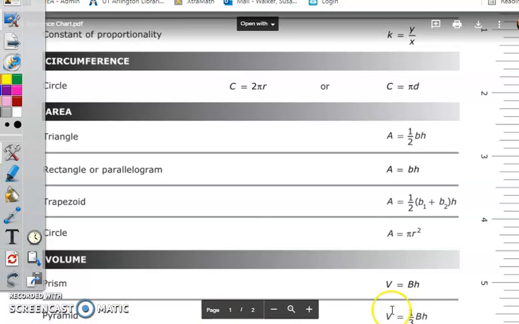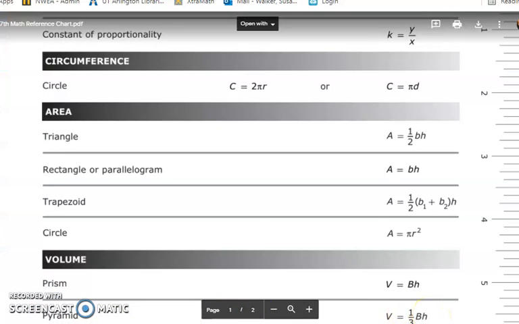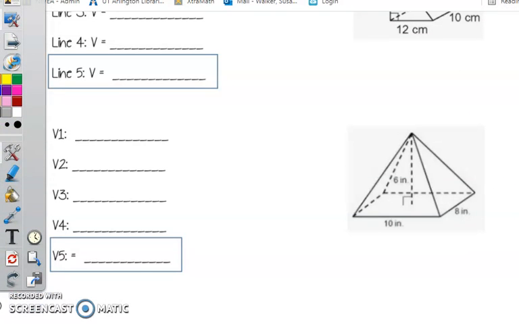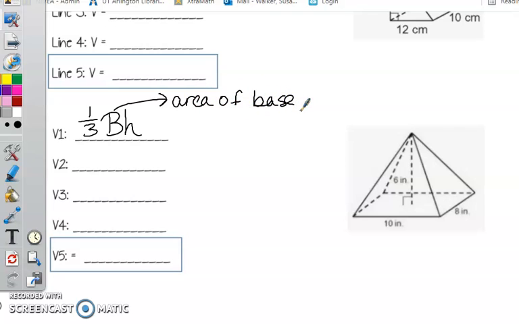Pyramid is 1/3 big BH. Now, when we're doing 1/3, basically, if I have any number that divides by 3, this will work out kind of pretty, for lack of a better word. 1/3 big BH. Reminder, big B means area of base, and this is height of the pyramid. We also call this the altitude.